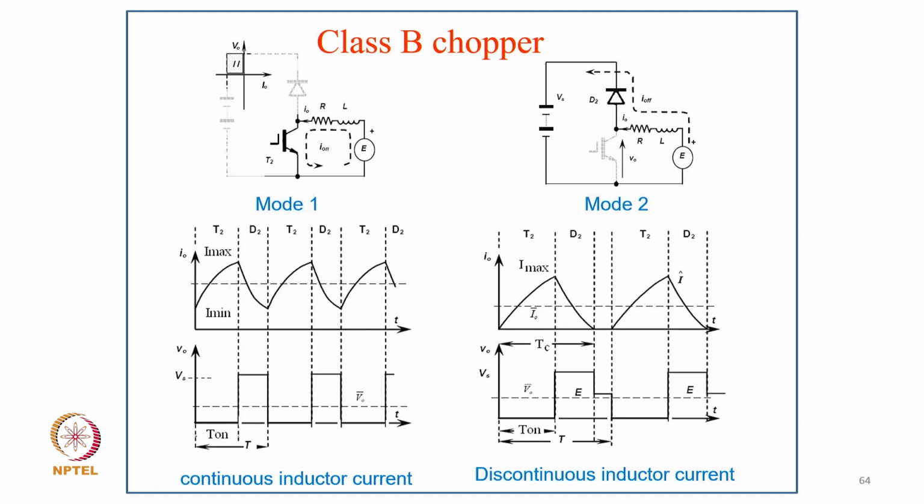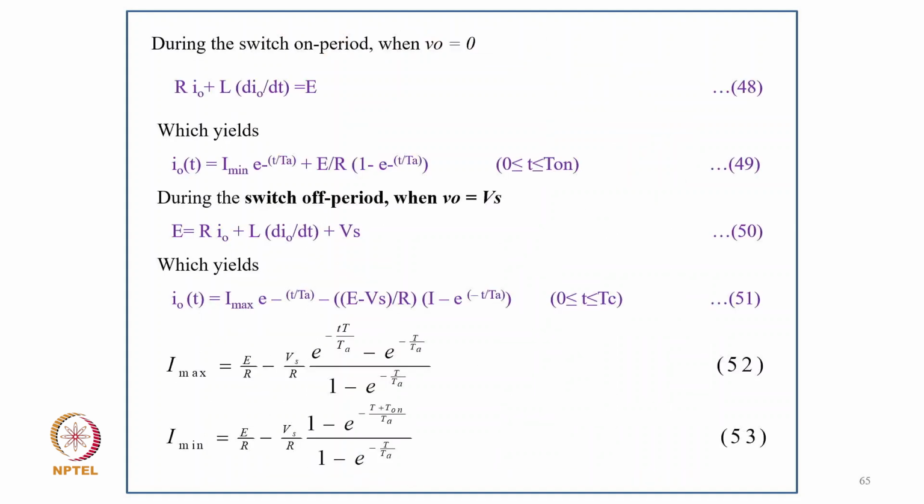So clearly, how your current as well as voltage are there, along in relation to the background. So coming to the analysis during the switch-on period, when V equals 0, Ri0 + L di0/dt = E, which leads to i0(t) = I_min e^(-t/τa) + (E/R)(1 - e^(-t/τa)), where t varies from 0 to t_on.